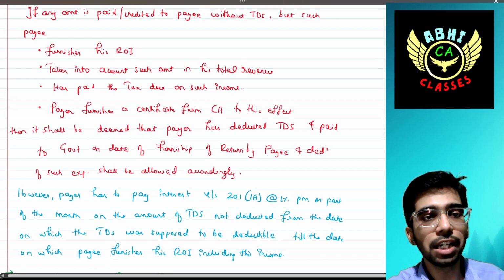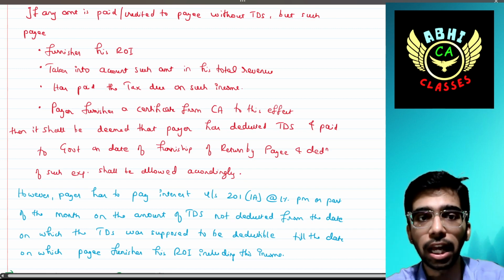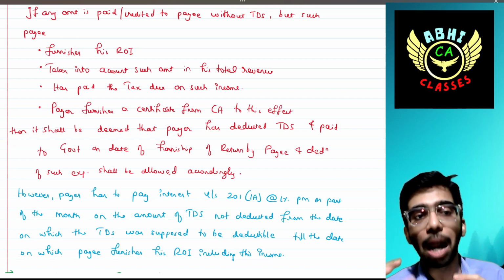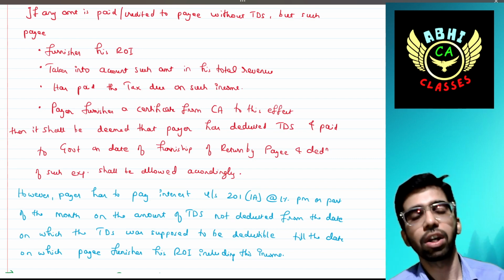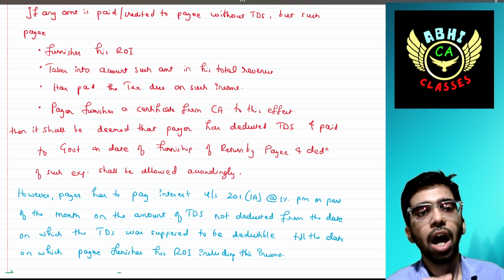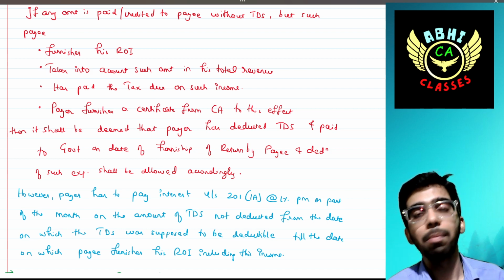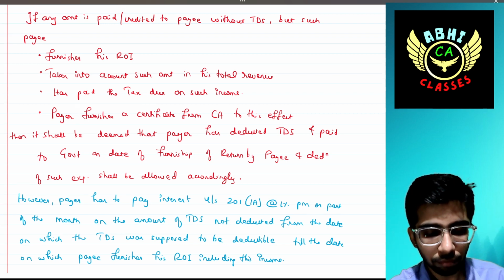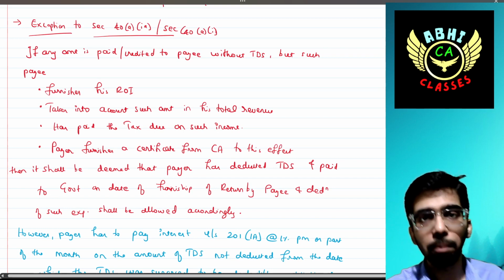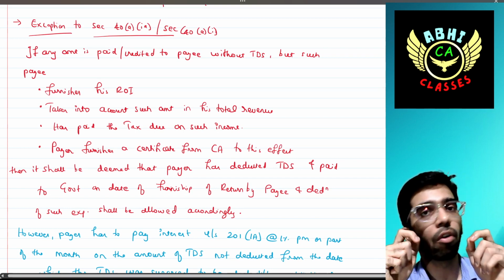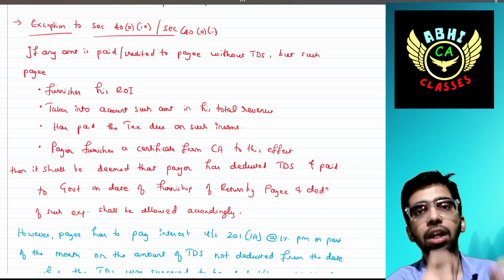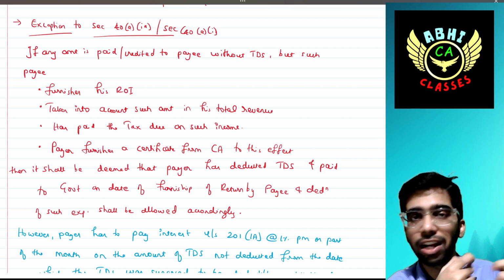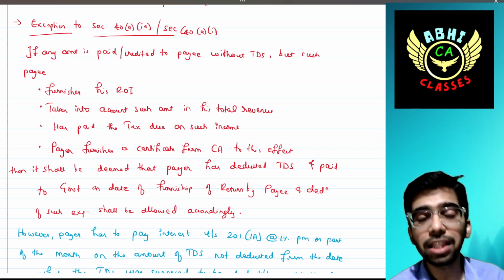Okay, then it shall be deemed that the payer, the bank, has deducted the TDS and paid to the government on the date of furnishing the income tax return by the payee, and deduction of such expenses shall be allowed for the bank in their books of accounts accordingly. Even though the payer has not complied with the TDS, the payee is a very intelligent person. He is taking that interest income in his return of income while filing his income tax return, and also paying the tax on the same.